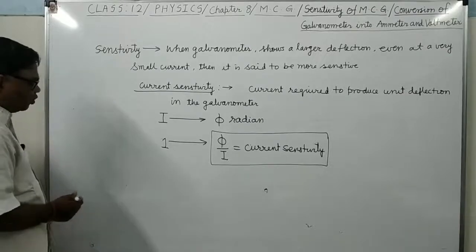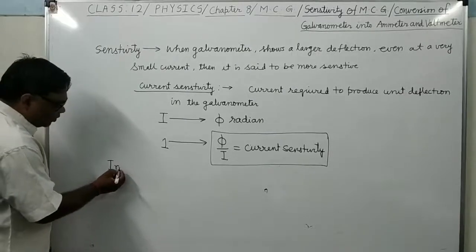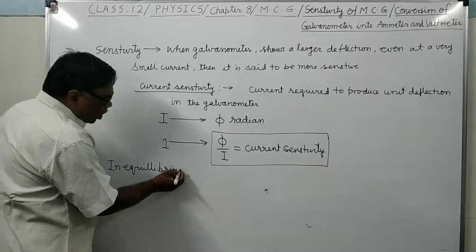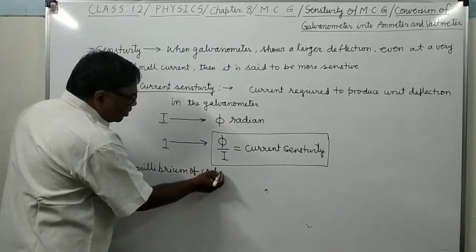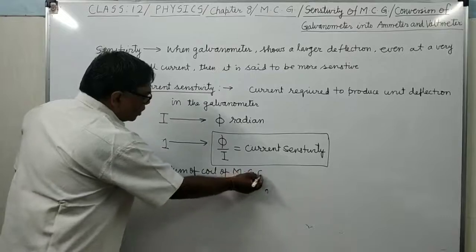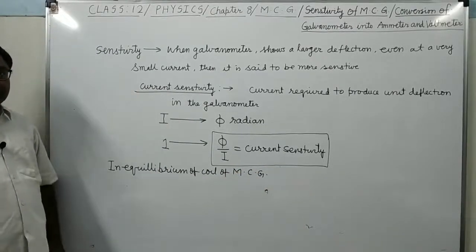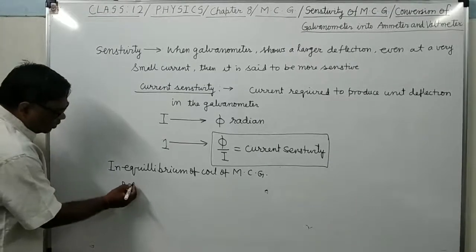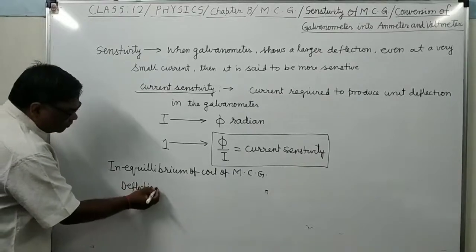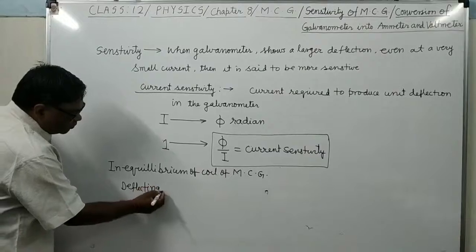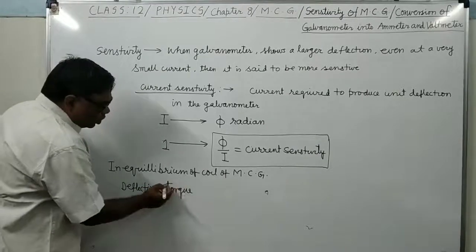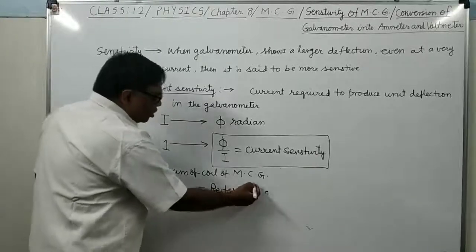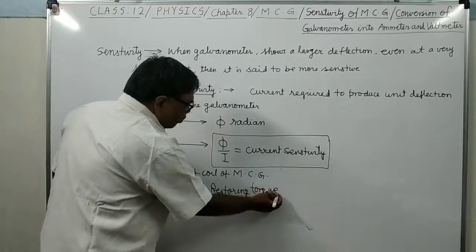Now see here, as we know that in equilibrium of the coil of moving coil galvanometer, when the coil is in equilibrium, meaning it is at rest, then deflecting torque is equal to restoring torque. Restoring torque we also call opposing torque.